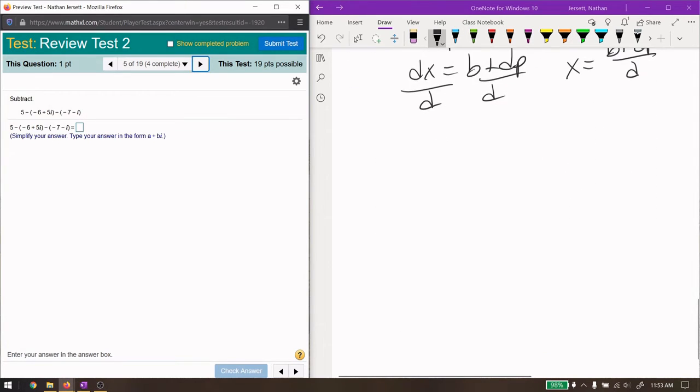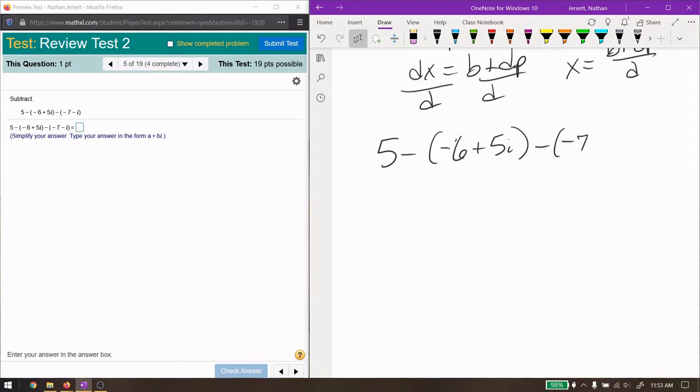All right, here we have complex numbers, and we just treat i like a variable and combine like terms. That's really all there is to adding these things. I'm going to distribute the negative and distribute the negative. Gives me plus 6 minus 5i plus 7 plus i.